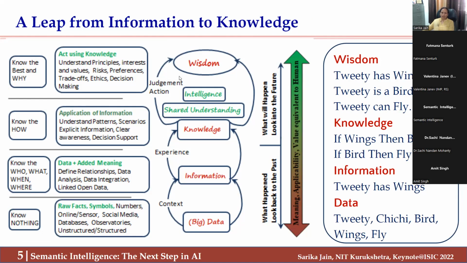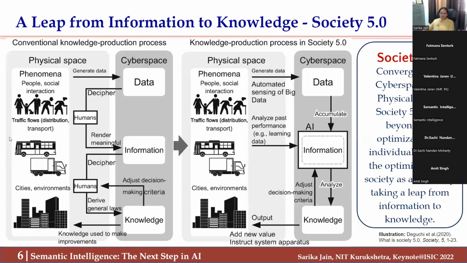As I'm talking about a leap from information to knowledge, here is a very good example from Society 5.0. You could see on the left hand side the conventional knowledge production process, and on the right hand side the knowledge production process in Society 5.0. In the conventional knowledge production process, you could see physical space and cyberspace as separate things. The phenomena, people, social interaction is there, and with this phenomena, data is generated which goes to the cyberspace.